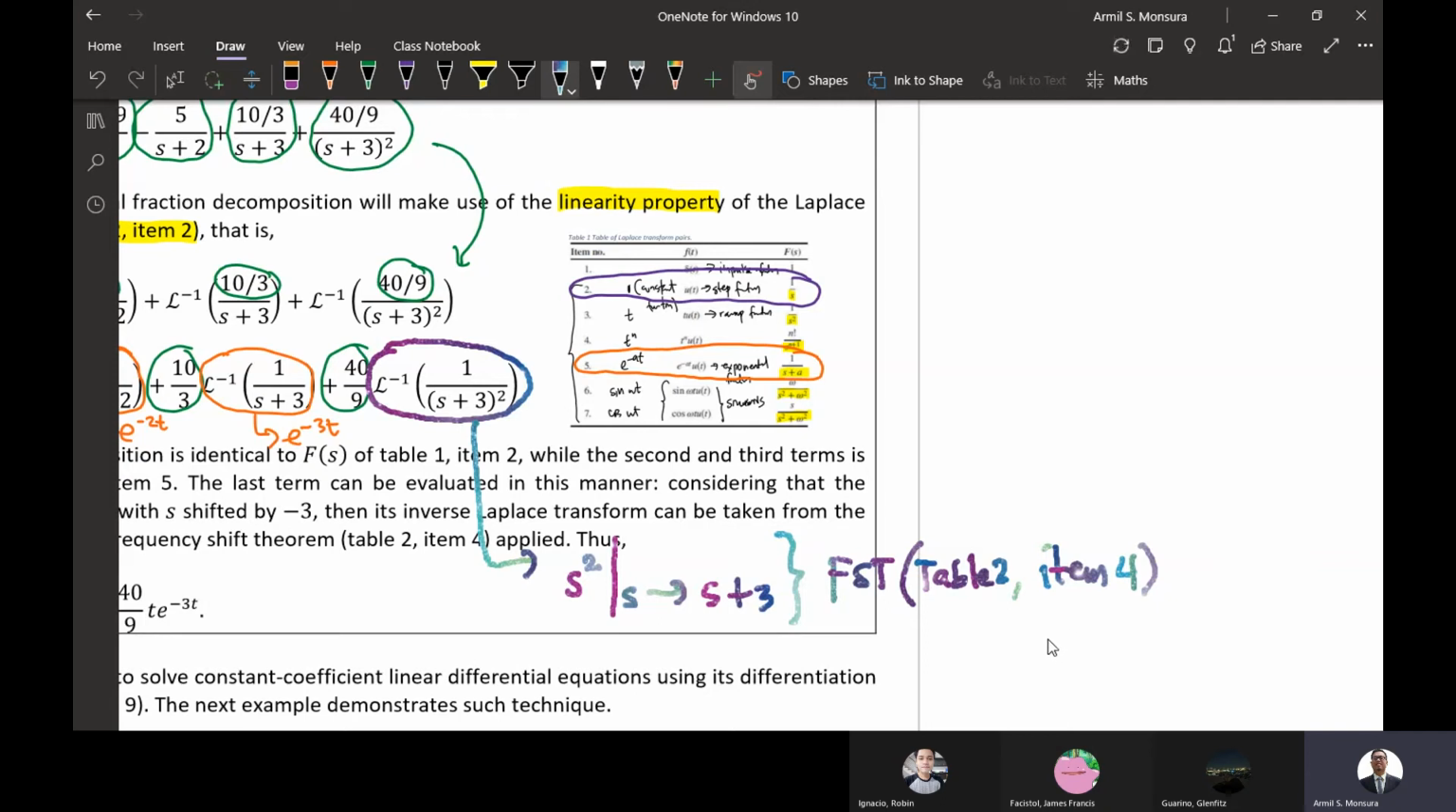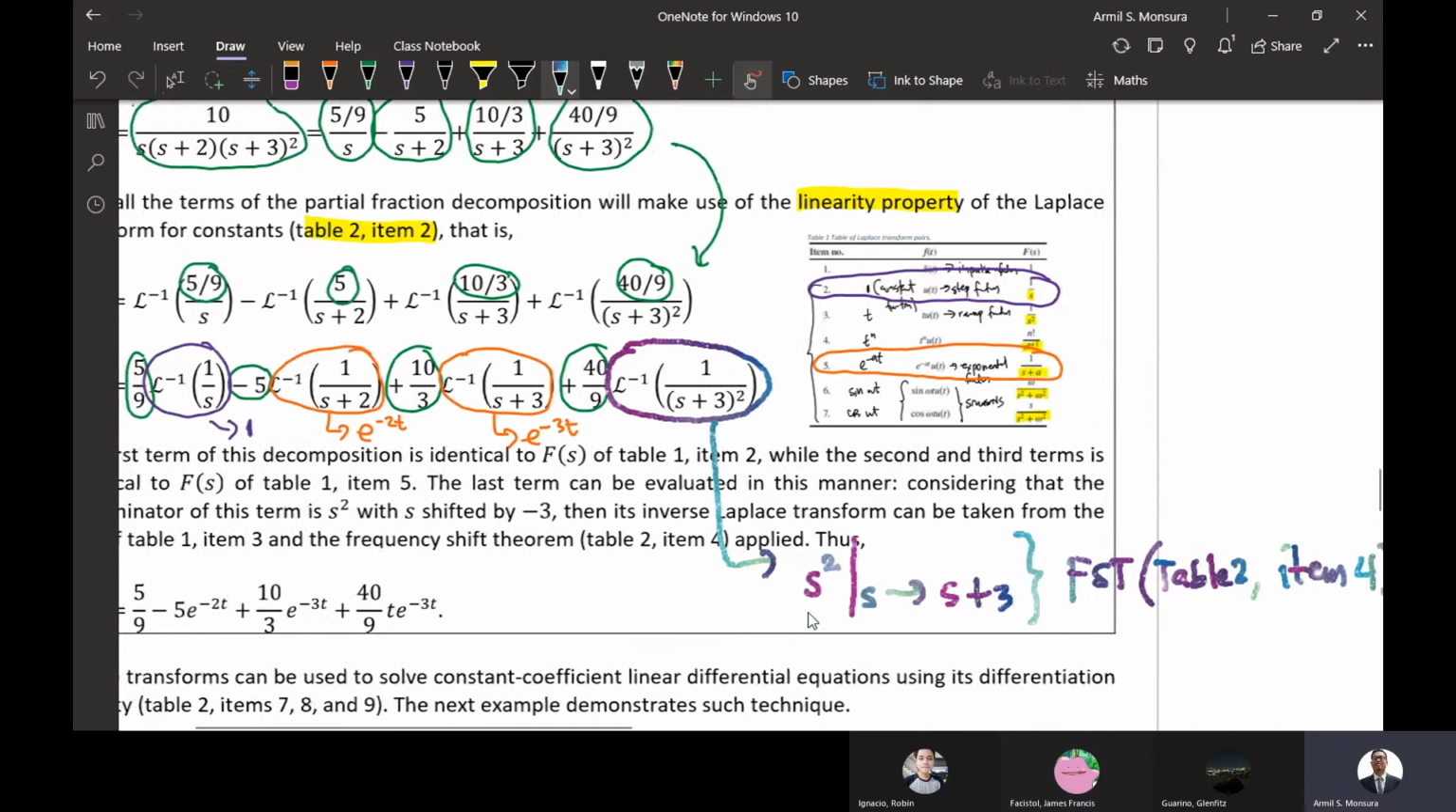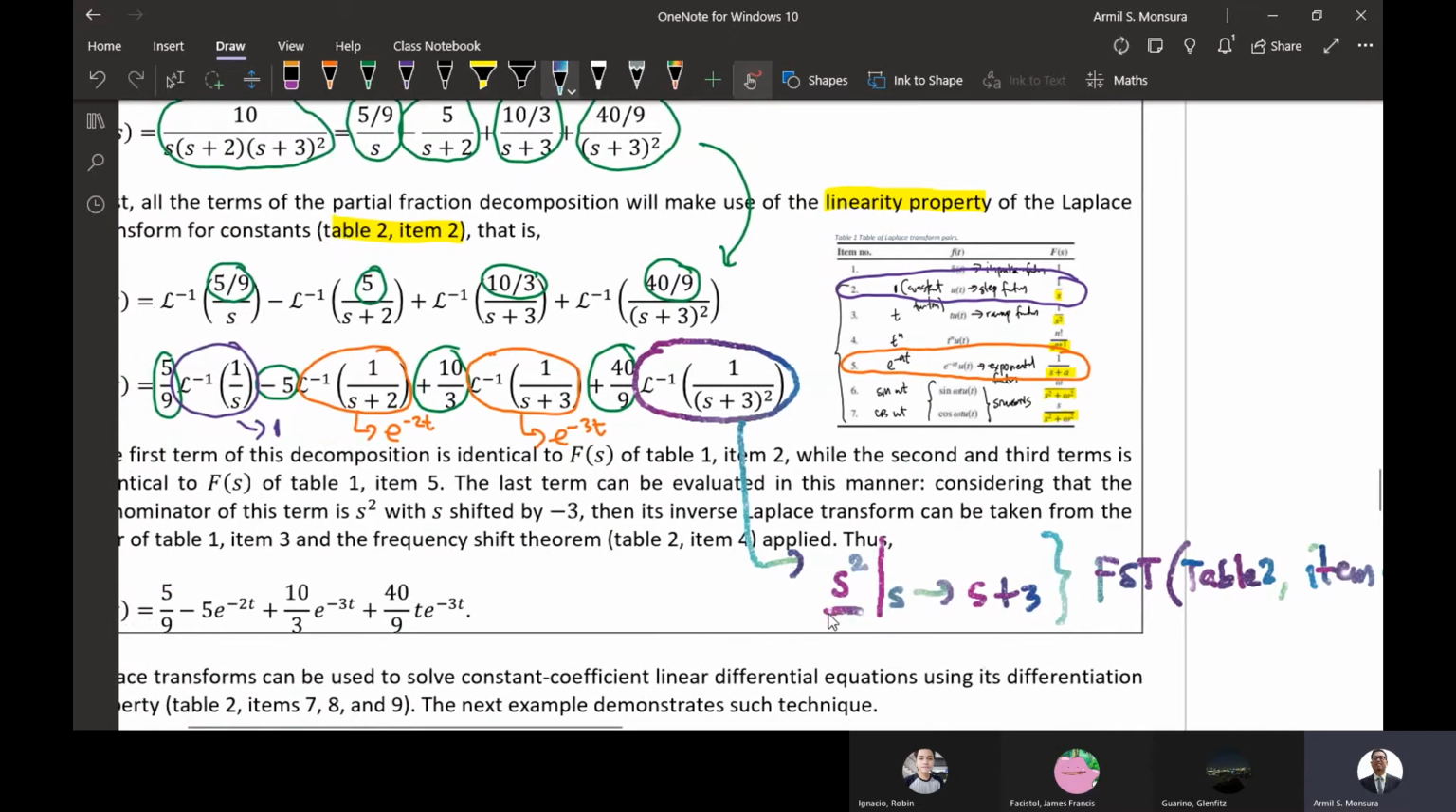So, pagka ganun, ang gagawin natin is, magsisimula muna tayo dun sa inverse ng S square, or ng 1 over S square. Okay? Magsisimula muna tayo dun sa property ng 1 over S square. Ano yung inverse ng 1 over S square? Ang inverse ng 1 over S square ay T. So, magiging T.